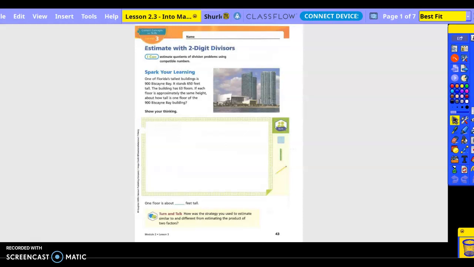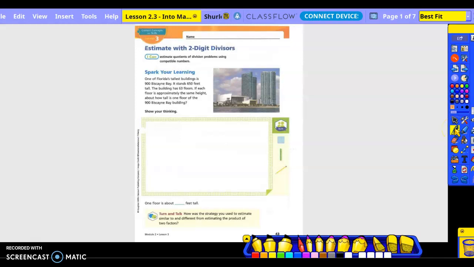Okay, so we are going to estimate. What could we estimate? So we always look at the divisor first. So what's our original problem? So we have 650, 63, and they want to know about how tall one floor is. So our original problem would be 650 divided by 63.